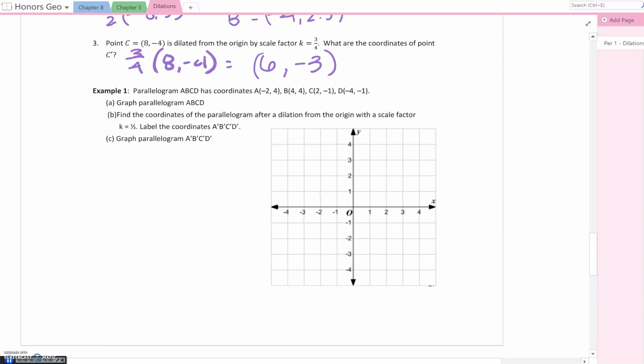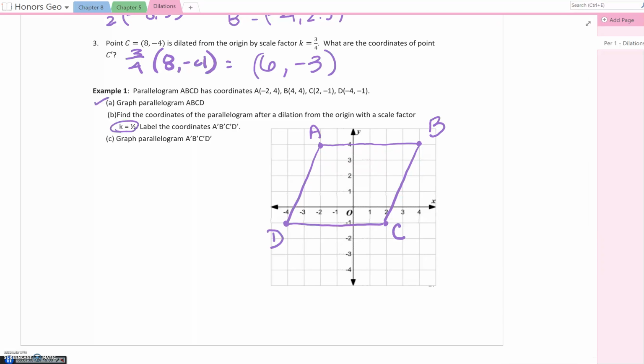So here's one where you have a parallelogram. So let's go ahead and plot the points on the parallelogram. There's A, B, C, and then D. Okay, we're going to dilate this now. We're going to dilate this by a scale factor of 1/2.